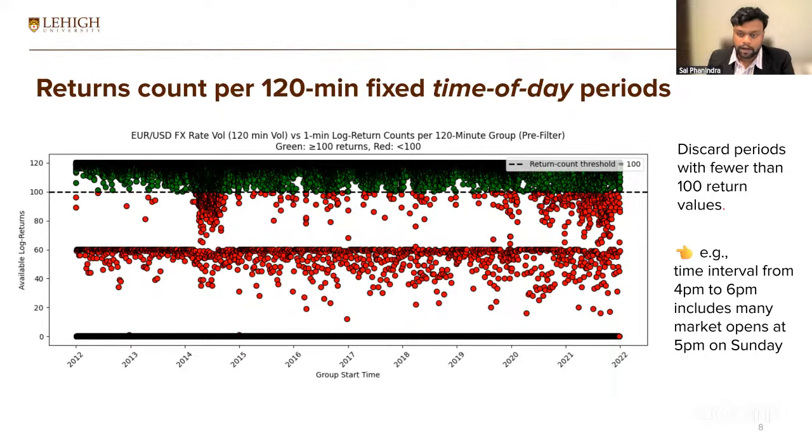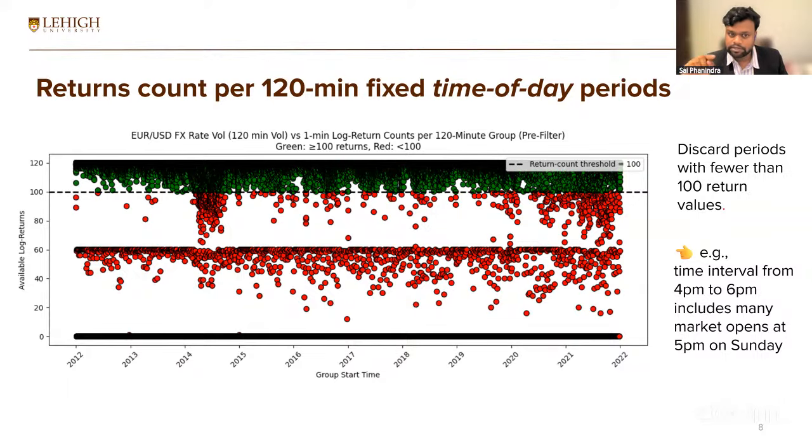All right. So we have grouped our data into a 2-hour time frame. In every 2 hours, we kept a threshold of 100. This means that for every 2 hours, there are 120 one-minute data points, so at least 100 points should be available for each 2-hour time frame. Hence, we consider them green, if not, red. If you see the graph, the green ones are the eligible ones which pass the 100 threshold, and the red ones are the ones which do not pass it.